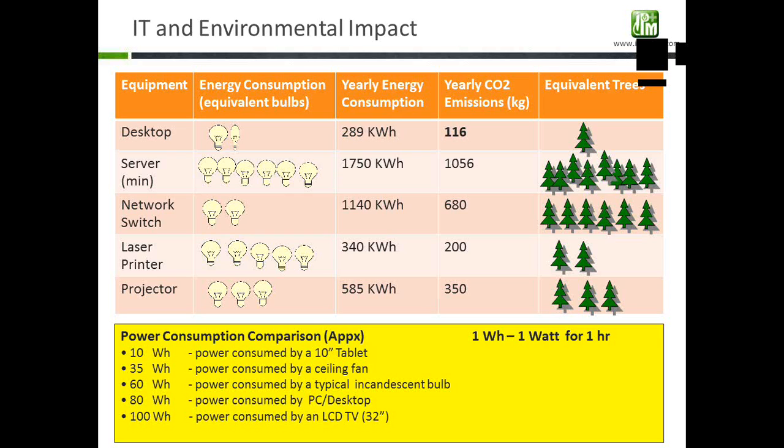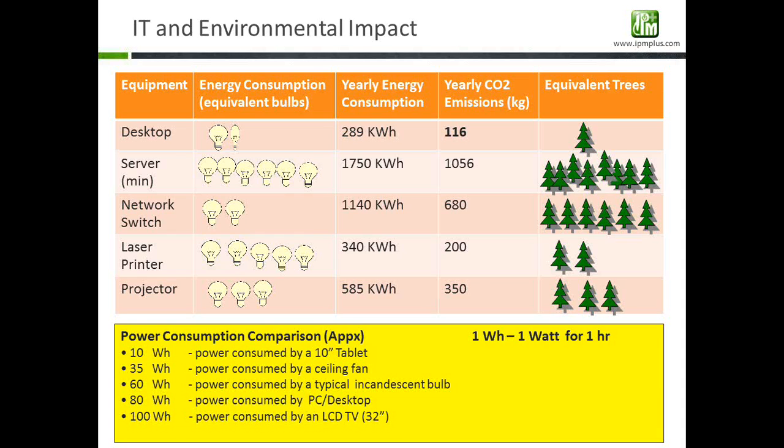commonly used equipment. Just look at typical desktops. A desktop consumes between 1 or 1.5 incandescent bulb equivalent of power, and the yearly consumption is about 289 kilowatt hours, which translates to around 100 plus kgs of CO2 emissions. So to absorb that amount of CO2 emissions, you need to grow at least a tree; a minimum of a tree can absorb that. So maybe a server.